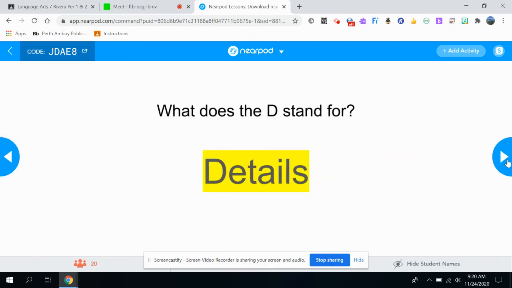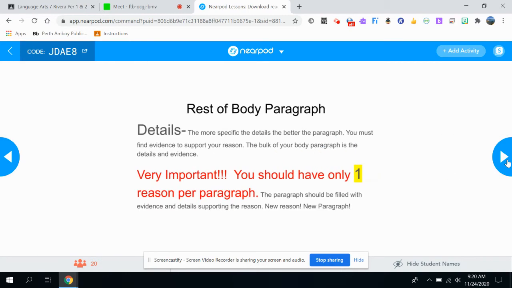All right, so the last part, which is probably the most important part of your essay, is the D, which is the details. So this is the bulk of what a body paragraph has. Now, the more specific, that means the more exact you can be, the better your paragraph. Again, you have to find evidence that supports whatever your reason is. This is basically the heart of your essay. Probably the most important thing, which you make mistakes on, is you should only have one reason per body paragraph. If it's a different reason, it should be in a different paragraph. That's the most important thing you need to put in your heads.